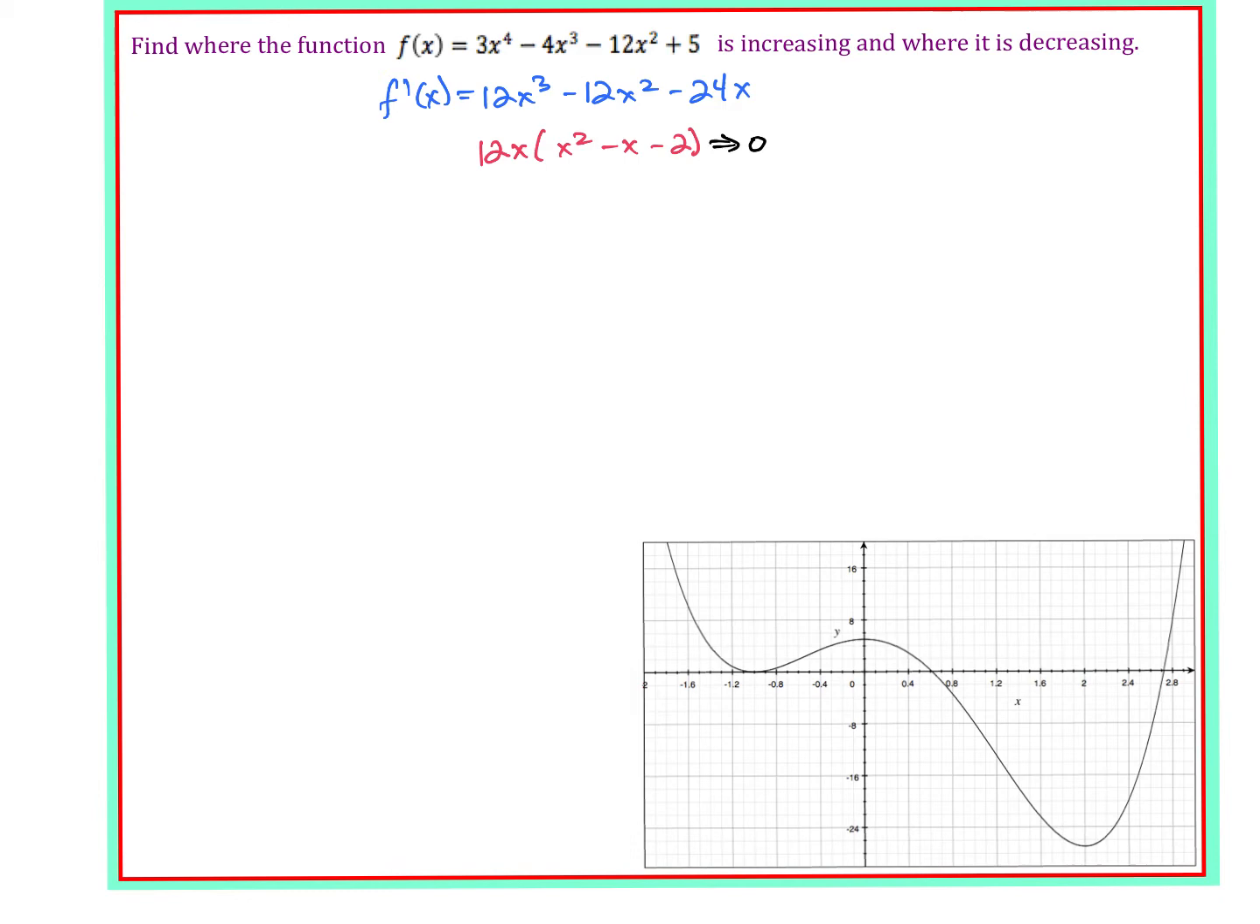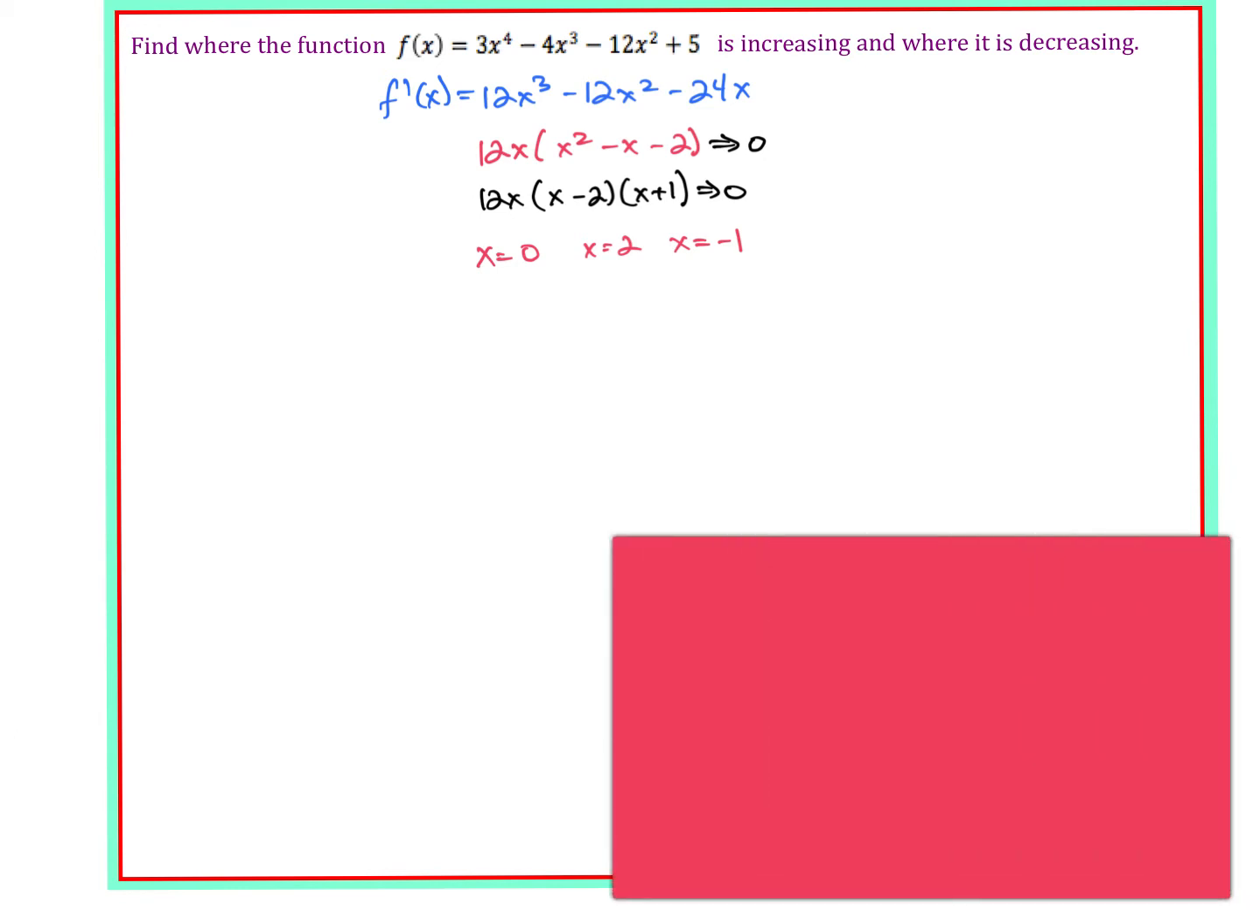Well, what can we do to that quadratic, though? Factor it up. So what does it factor to? X minus 2 and x plus 1. All right, and I'm setting it equal to 0. So I end up getting x is equal to 0, x is equal to 2, and x is equal to negative 1. Oh my goodness, you guys are all cheating. All right, so I need to figure out what intervals is decreasing, what intervals is increasing. So we need to make our intervals now.